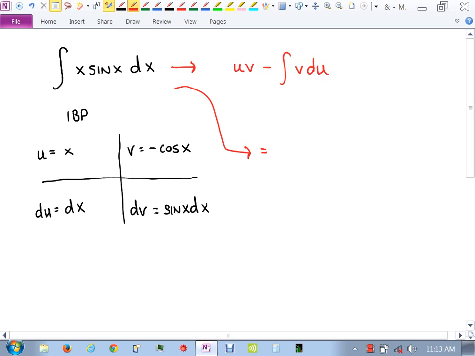This would be equal to, what's uv for us? It's the u times the v, so it's x times negative cosine x. So I'm just going to put negative x cosine x. That's uv. Minus integral v du, which was negative cosine x dx, which equals negative x cosine x. Negative and negative is positive, so plus integral. I'm going to go one more step. I just factored negative out. That's fine.